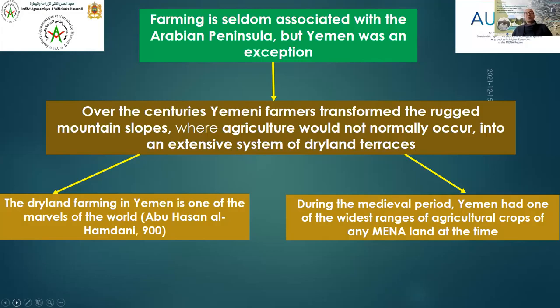Over the centuries, Yemeni farmers transformed the rugged mountain slopes where agriculture would not normally occur into an extensive system of dryland terraces. The dryland farming in Yemen is one of the marvels of the world, and during the medieval period, Yemen had one of the widest ranges of agricultural crops of any MENA land at the time.